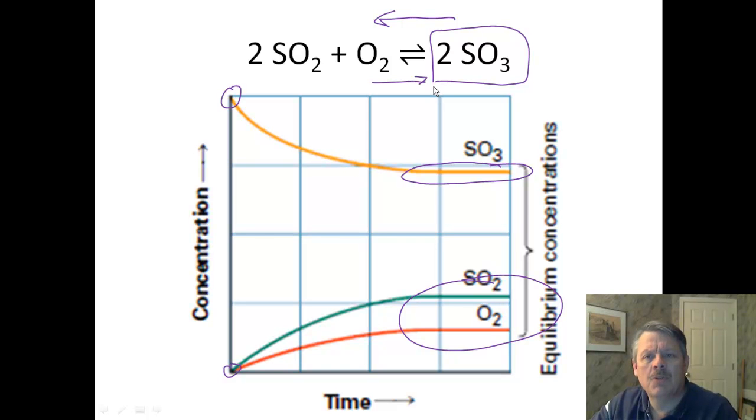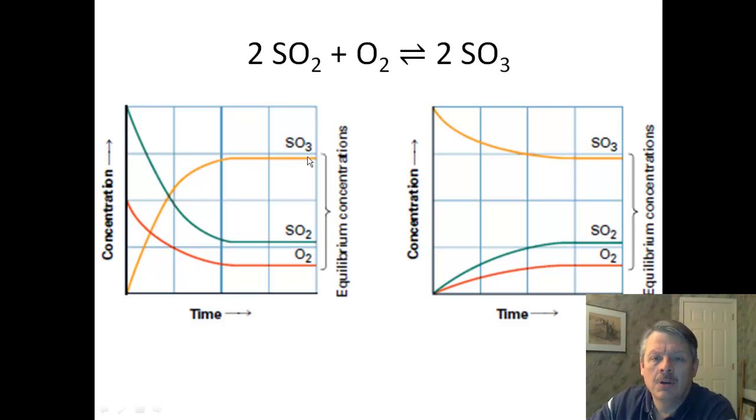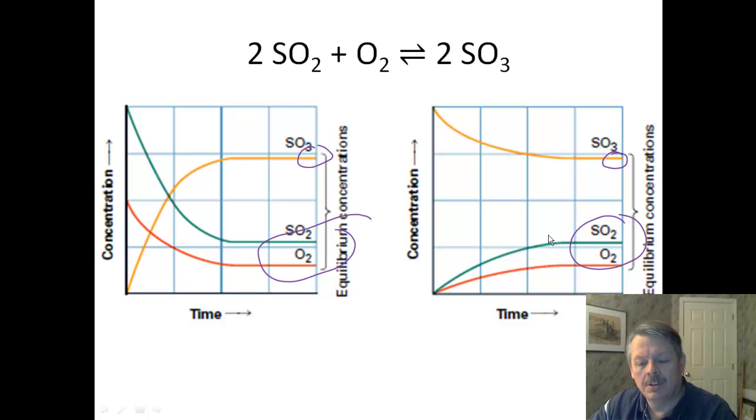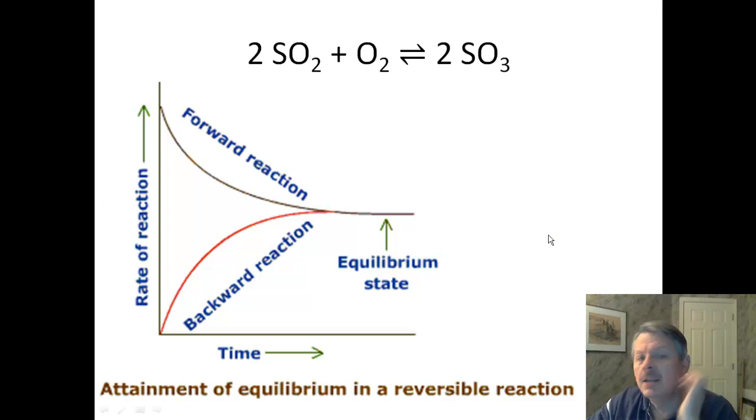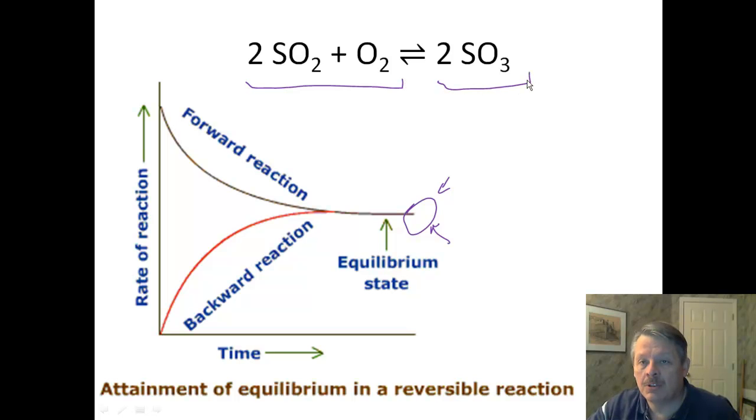Let's put those two graphs together on the same page, and you'll notice that the SO3 levels on both graphs and the SO2 and oxygen levels on both graphs are the same. So another way to look at that is to say our forward reaction and our backward reaction eventually get to some equilibrium state. And that is what our rate is when we're finally done. Okay? So we get to that equilibrium state, that equilibrium position, where we have some SO2 and oxygen present and some SO3 present, and it's not changing.